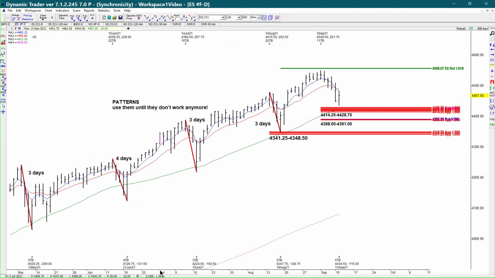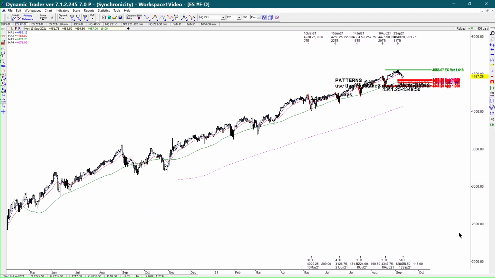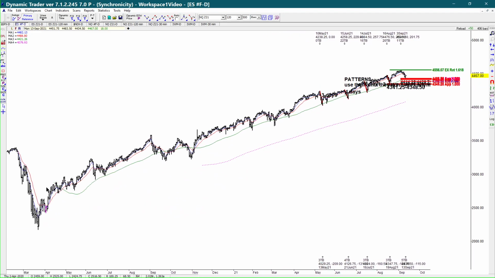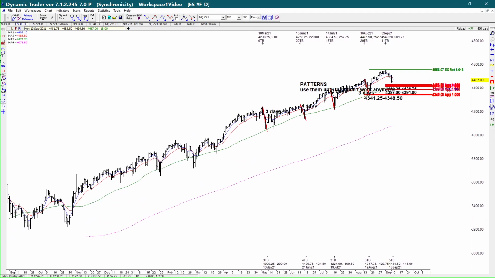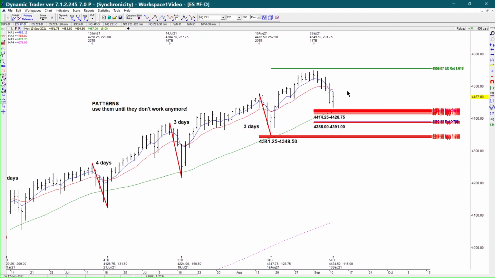This is actually the continuous contract, because the back data in the December S&P futures contract is pretty pitiful, but we do have all of the back data here on the continuous contract, so that's where I'm coming up with most of these symmetry projections. The area that we're not quite testing just yet, but that stands out for support, is 44.14 1/4 to 44.28 3/4.